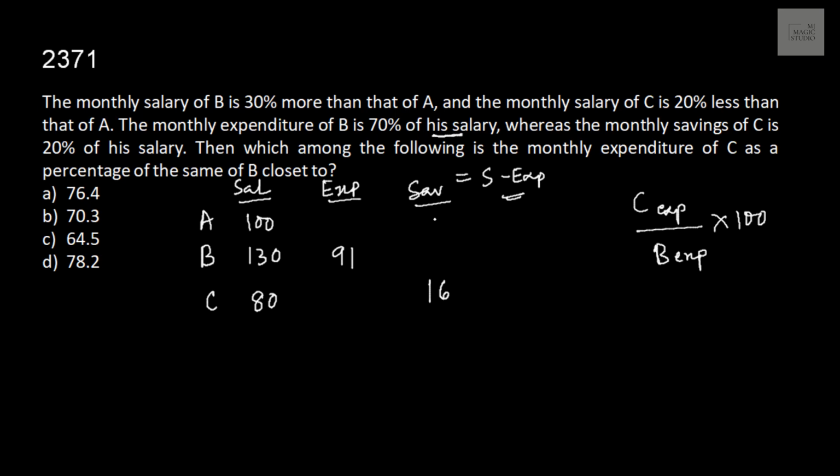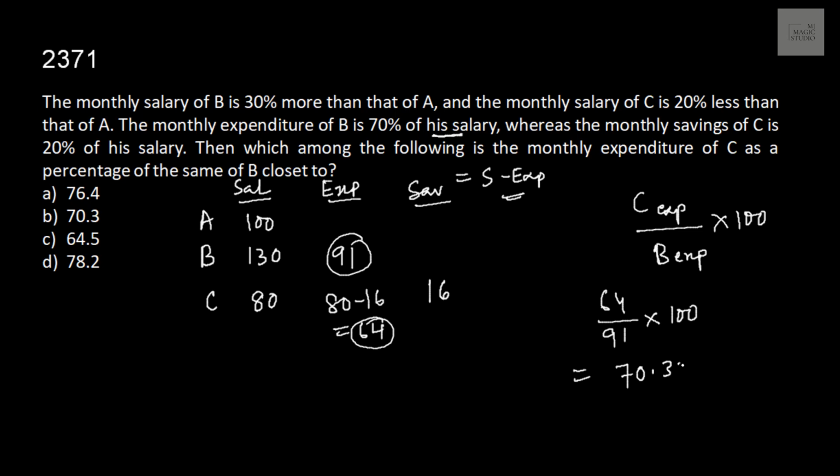So monthly expenditure of C would be 80 minus 16, that is 64. And monthly expenditure of B is 91. We are looking out for 64 by 91 into 100. Fine, 1.09, that would be around 70. Yes, 70.32, more specifically, would be the percentage that features in option B.